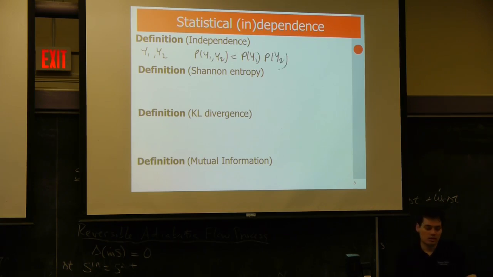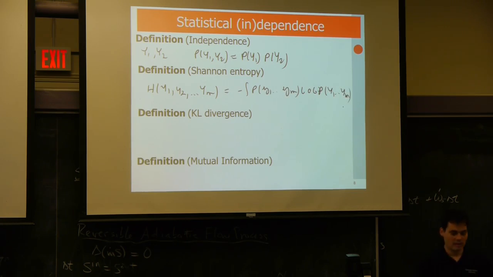Okay, we will need the Shannon entropy as well. You all know this. That is, say, the joint entropy of, I don't know, we have m random variables. Then this is the integral of minus p log p.